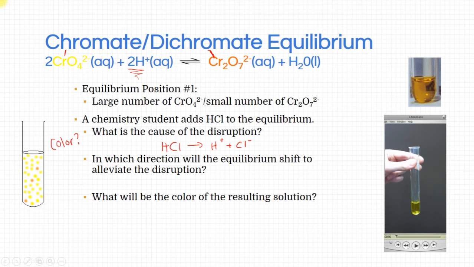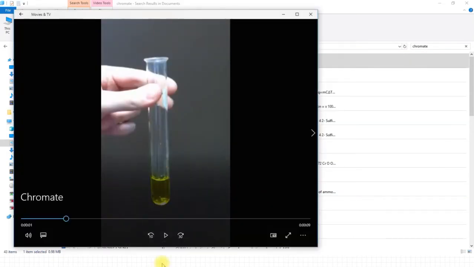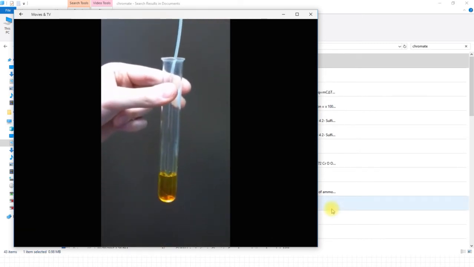So make a prediction what you think is going to happen. Let's put our prediction right here. What happens to the color of our solution by adding HCl? Okay, so here's our video. Starting off yellow, adding the HCl.